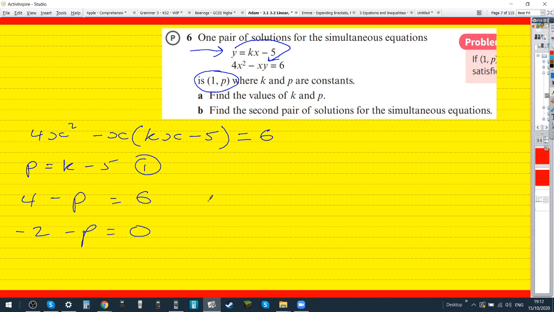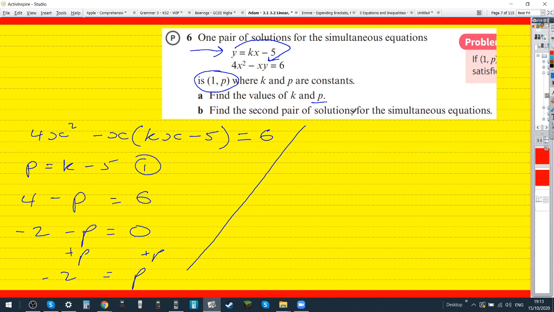And then could you put that into the calculator? You could. You could add p to both sides. What would you get? Oh, that makes sense. That'd be -2 equals p. Yes. So p is -2. So we found p. Now we need k.